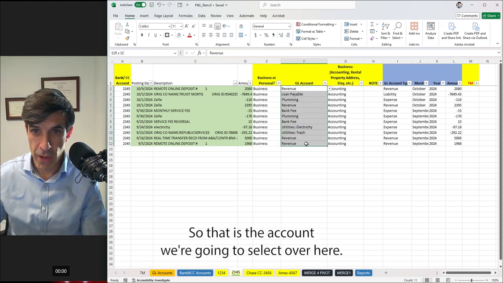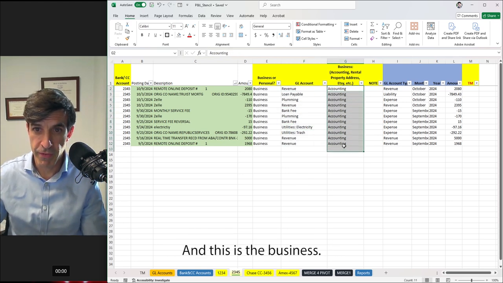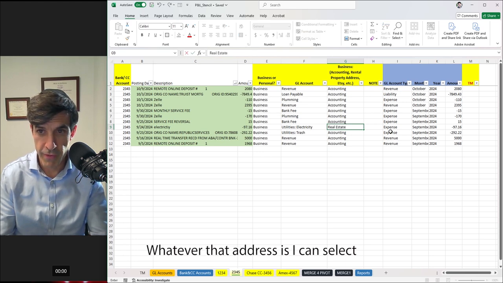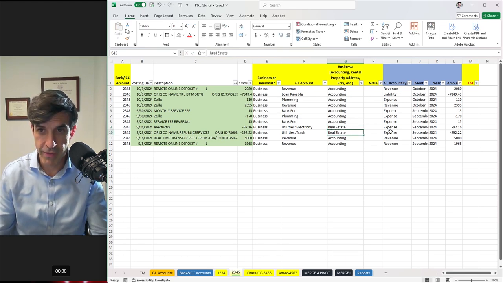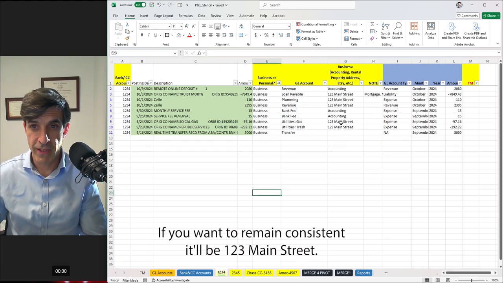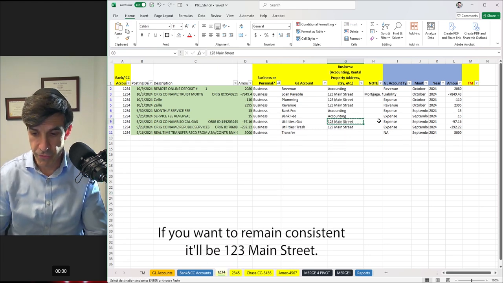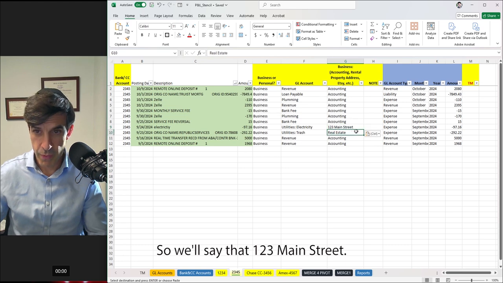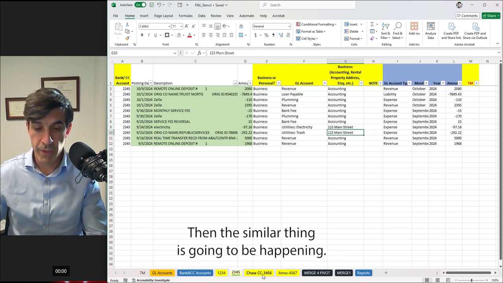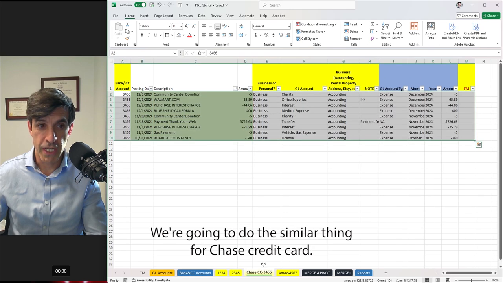So that is the account we're going to select over here, and this is the business. Let's say electricity is for real estate. Whatever that address is, I can select that specific one. If we want to remain consistent, it'll be 123 Main Street. So we'll say that, 123 Main Street. Then the similar thing is going to be happening. We're going to do the similar thing for Chase credit card.